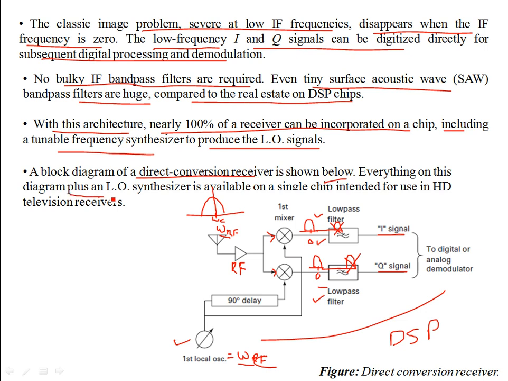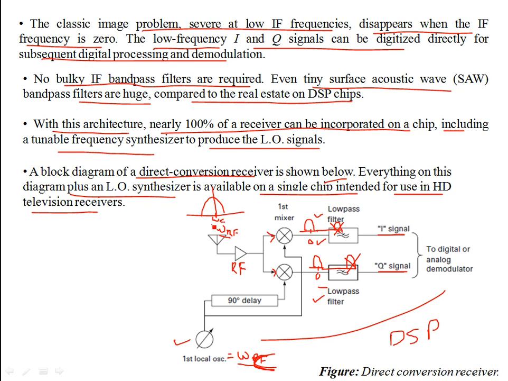So everything on this diagram plus the local oscillator synthesizer over here is available on a single chip that is intended for use in high definition television receivers, for example. You don't have this problem of image frequencies. Okay, so it's again a method of synchronous detection where you are employing the same carrier frequency which was used to modulate the message signal.